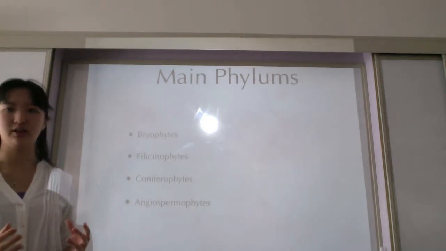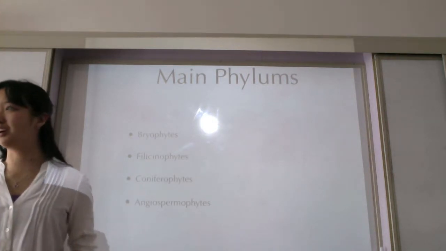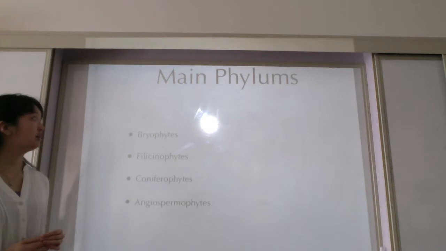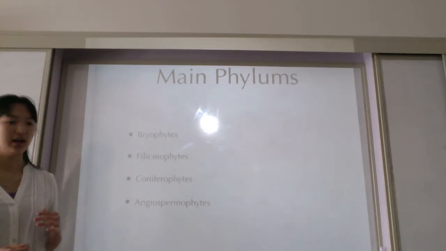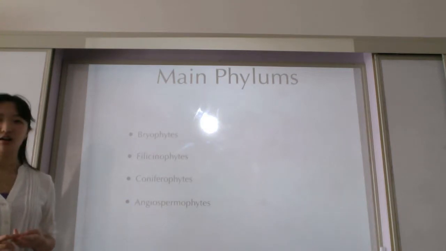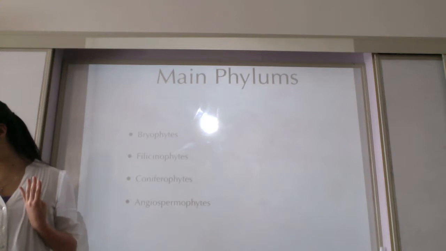Species is the most specific of these classifications, I suppose you would call it, and kingdom is the most general. So phylum is right underneath kingdom, and the main phylums of plants are Bryophytes, Filicinophytes, Coniferophytes, and Angiospermophytes.